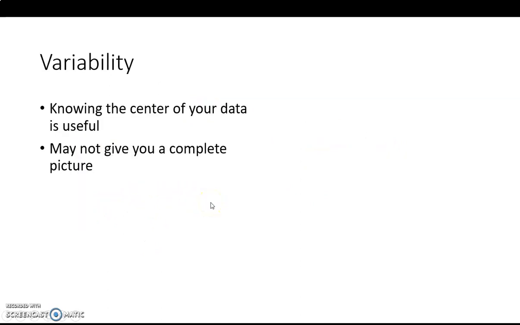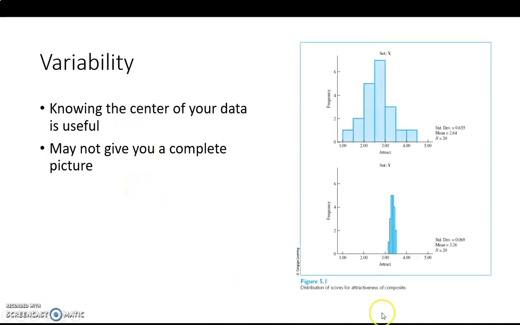Okay, so shifting gears a little bit, this is talking about variability. It's useful to know the center of your data, but it might not give you a complete picture. Here's two data sets that look very different. Even though their means are not too far apart, the spread is very different. Okay, so that's an important thing to know.